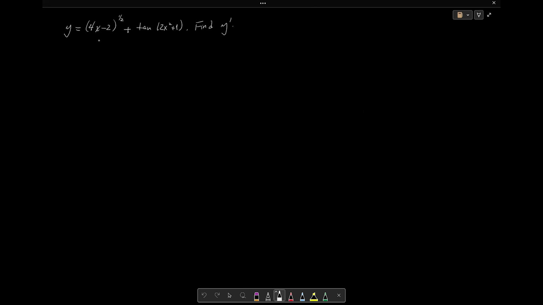Again, here we have a power rule on the first one, and then a tangent on the second. So let's look at y prime. Power rule. Drop the power to one less power times the derivative of the function, plus derivative of the tangent is the secant squared. So that's secant squared of 2x squared plus 1 times the derivative of 2x squared plus 1.